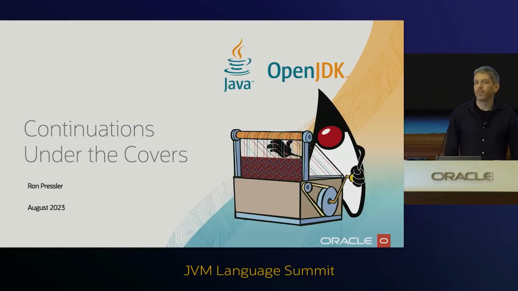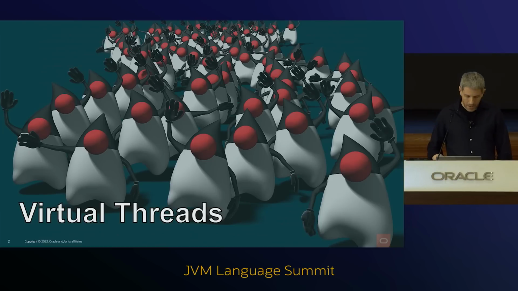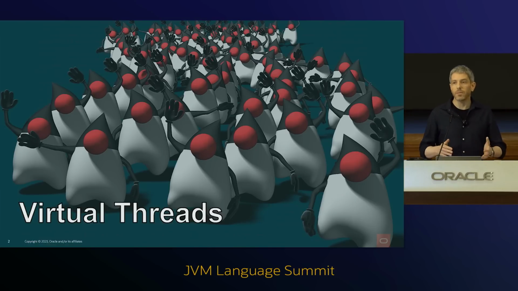Good morning. So today we're going to be talking a little bit about continuations and how we've implemented them in the HotSpot VM. Yesterday we heard about virtual threads. I think by now everyone knows what virtual threads are. These are threads that you can have lots of, and they're implemented in user mode in the JDK.